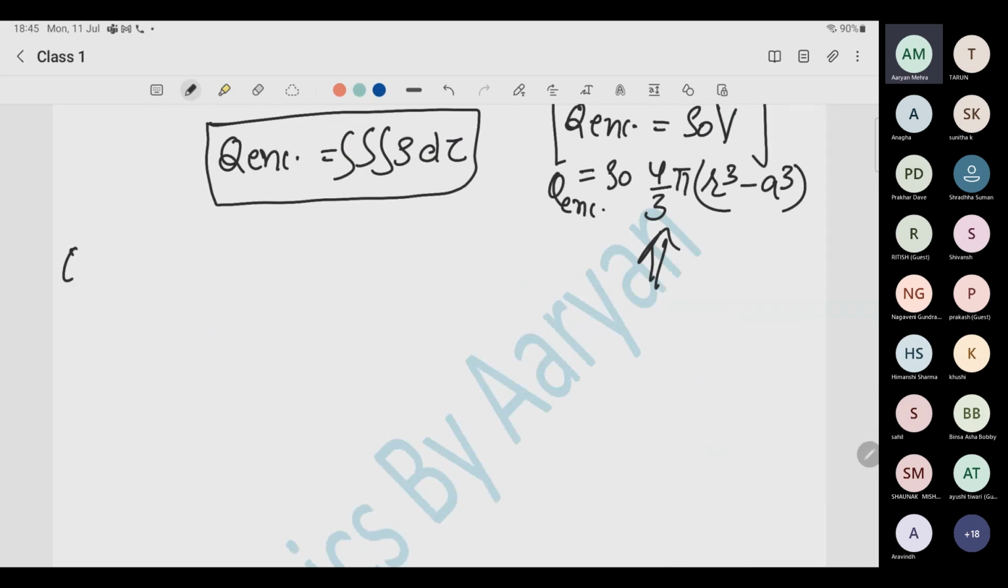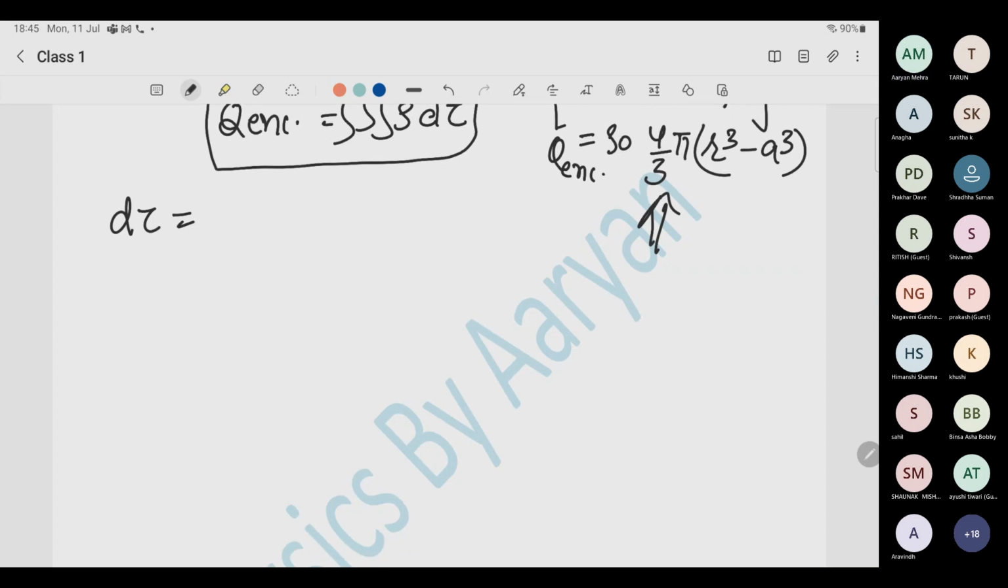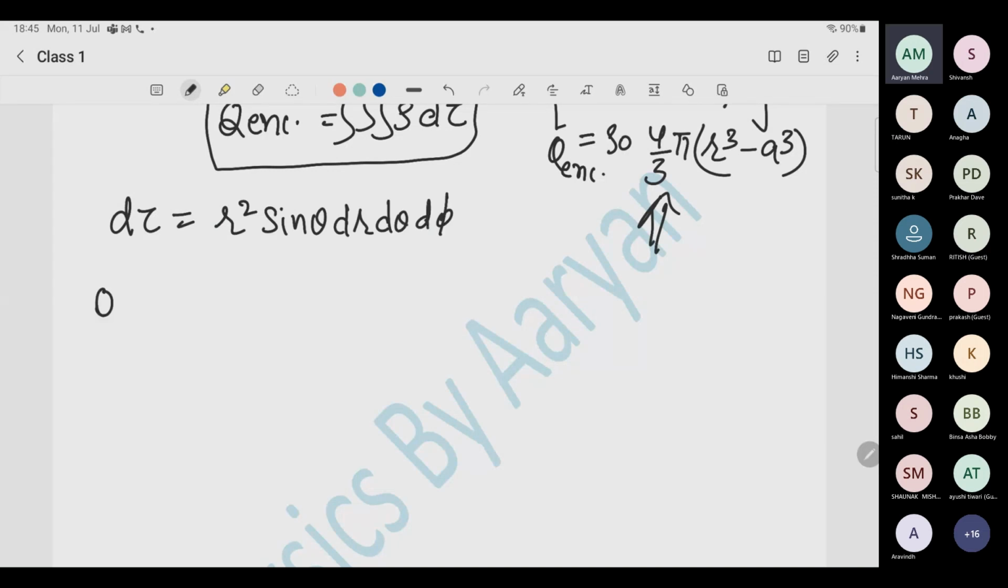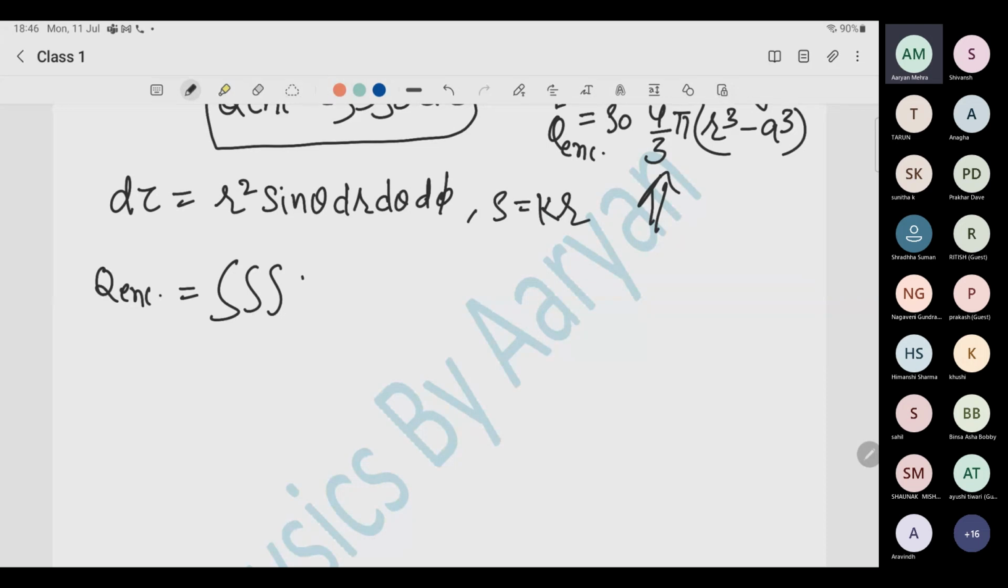So how do we solve it? Tell me what is the volume element in spherical polar coordinates. r square sin theta dr d theta d phi. Perfect. So what will be Q enclosed? Three integrals. What is your rho? Rho is kr. It is given in the problem. So we put the value of kr, then we put r square sin theta dr d theta d phi.